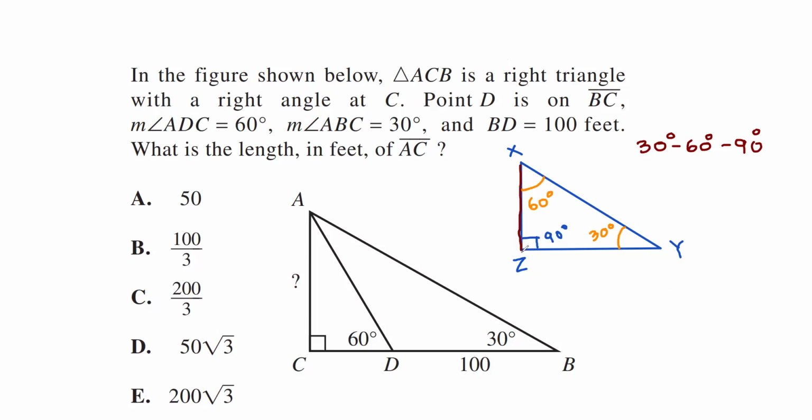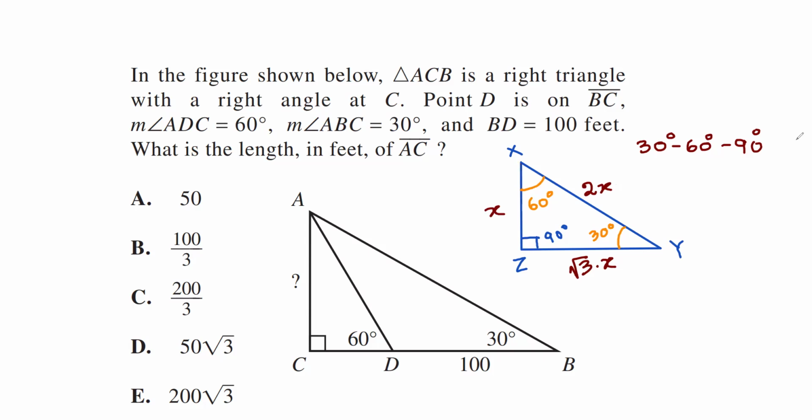What we need to remember for this 30, 60, 90 special triangle: the smallest side is x, right? If the length of the smallest side is x centimeter, then the hypotenuse will be double the length of the smallest side, which is 2x. And the length of the adjacent side will be square root 3 times the length of the smallest side, which is x√3. This shortcut we need to remember for this special right triangle.